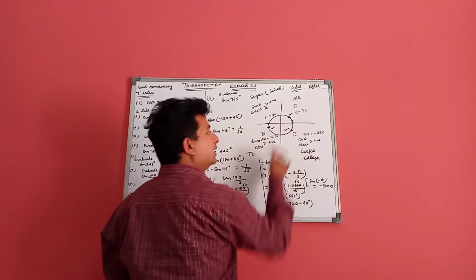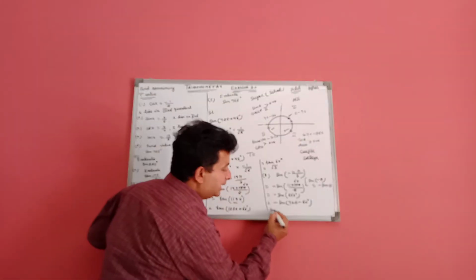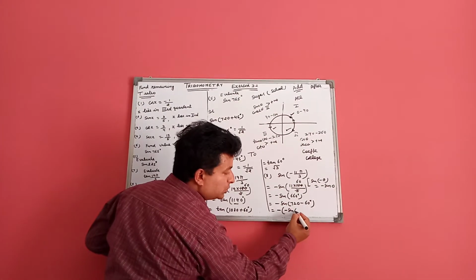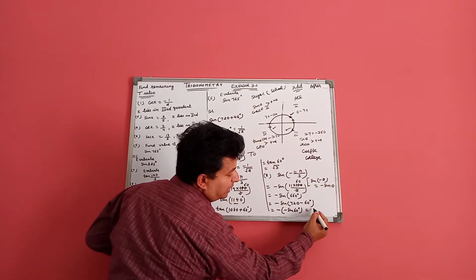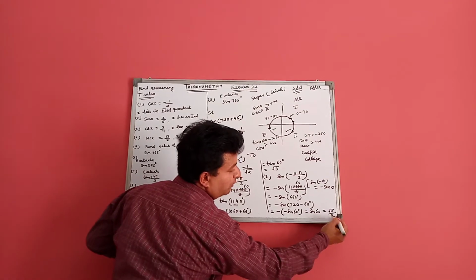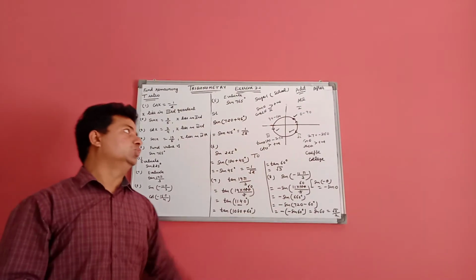This means it lies in the fourth quadrant. In the fourth quadrant, sine is negative. But there is a horizontal line, so the T ratio remains the same. Its value is minus sine 60. Sine 60 is under root 3 by 2 from the table. These are the values of these T ratios.